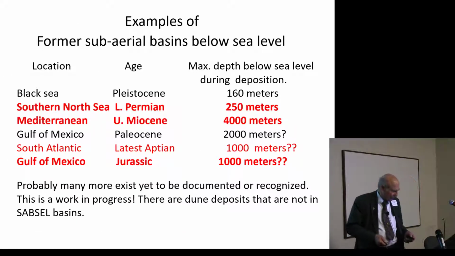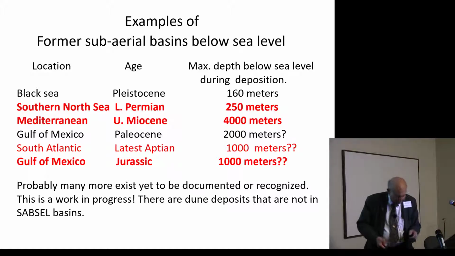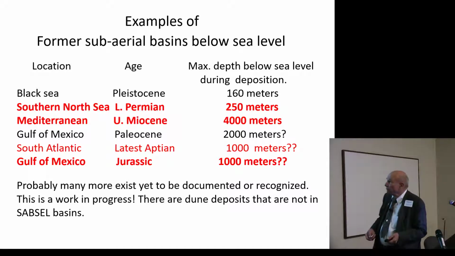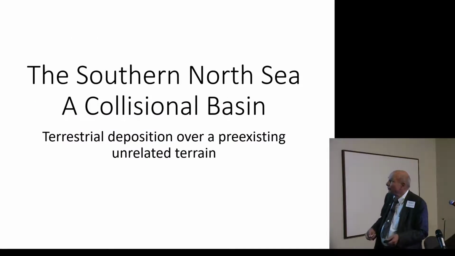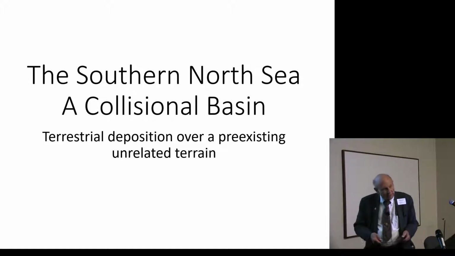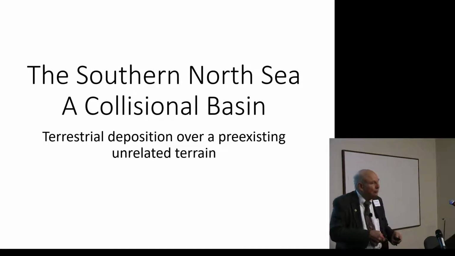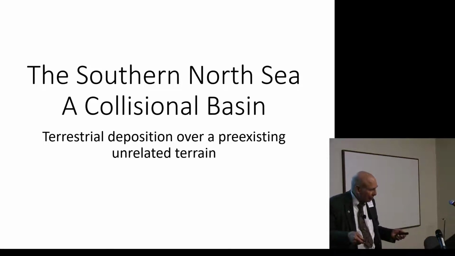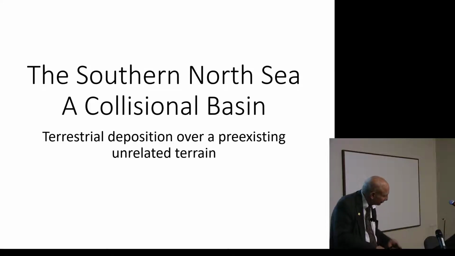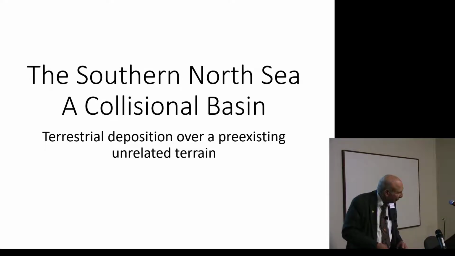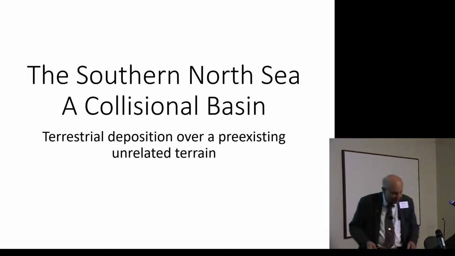The former subaerial basins below sea level are the southern North Sea, the Mediterranean, South Atlantic, and Gulf of Mexico. And they're all very prospective. Now the southern North Sea is a collisional basin. And the reason that's important is that in collisional basins, you have the collision and you have the pre-existing rocks. You don't have the opening of a set of rocks that have to do with the extension and the formation of the earlier basin. You have what was there when the basin began to subside below sea level.